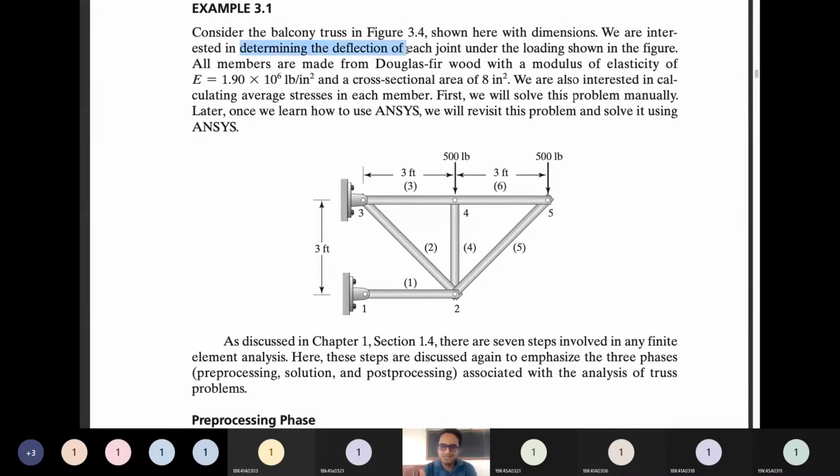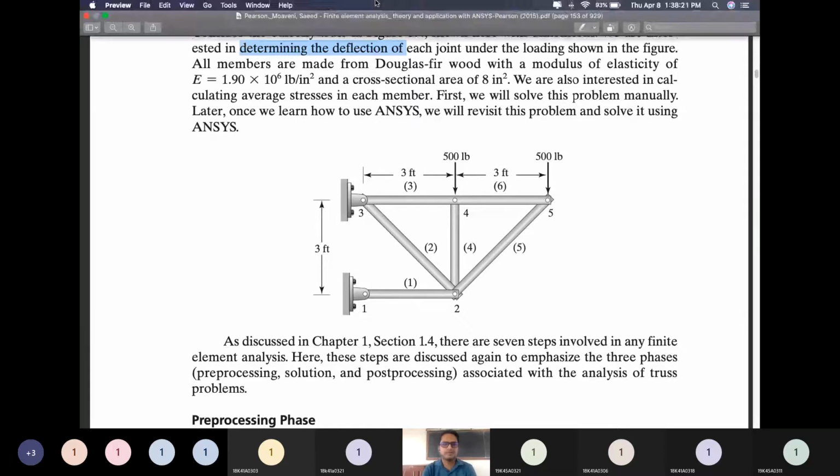So now the question is how to start solving this problem. First, like for any finite element method, you have to select which element you are going to use. Okay, which type of element you are going to select.